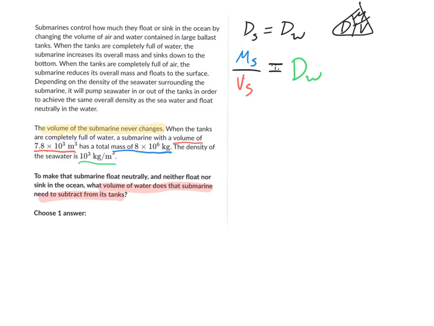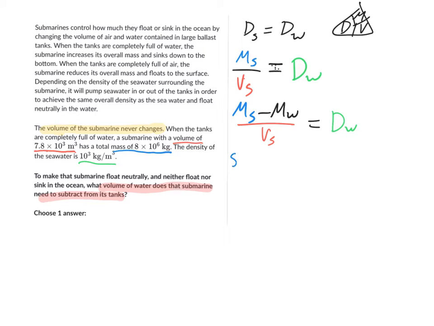All right. So we have that basic information, but here's the thing. Remember, we're going to subtract some amount of water from the tanks, and that's not going to change the volume because the volume never really changes. It's really going to change the mass. So we need to rewrite this equation: we have the mass of the submarine, and we are going to subtract some mass of water from the tanks. We're going to divide that by the volume of the submarine, and that should equal the density of the water. Well, this isn't that bad because they gave us all these pieces of information. So let's just plug it in and we'll solve for the mass of the water.